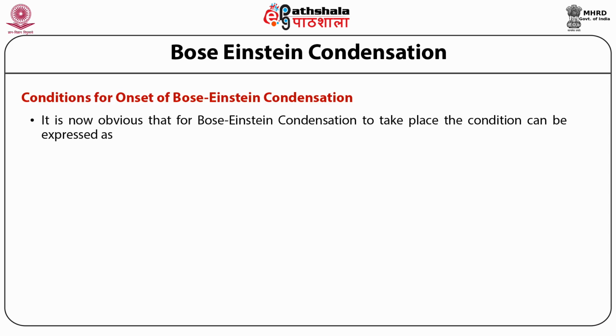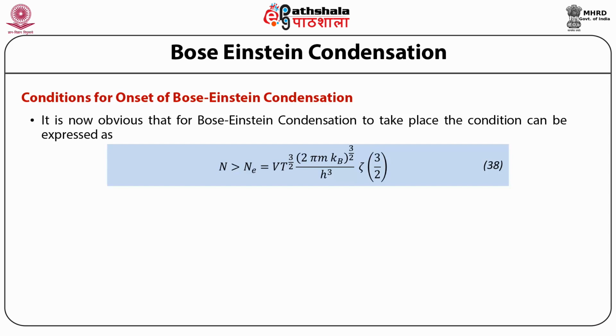It is now obvious that for Bose-Einstein condensation to take place, the condition can be expressed as the number of particles must be very much greater than Ne, which is limited to V multiplied by T raised to power 3/2 multiplied by (2 pi m kB) raised to power 3/2 divided by h cube multiplied by the Riemann zeta function of 3/2.